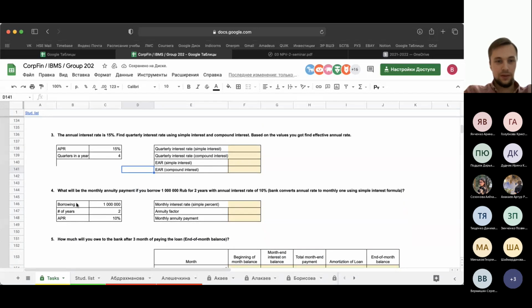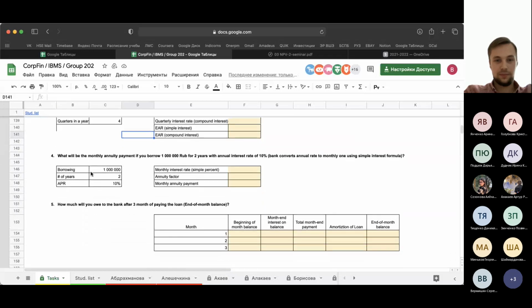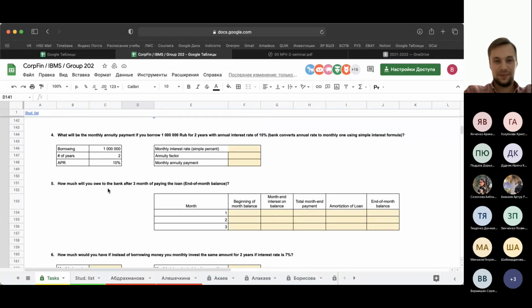Okay, let's move on. So let's talk about the annuities. I can try to do it. Well, let's first have some means to solve it. What will be the monthly annuity payment if you borrow 1 million rubles for 2 years with an annual interest of 10%? And we assume that the bank converts the annual rate to a monthly one using the simple interest formula. Okay, 1-2 minutes, and then we are going to discuss.